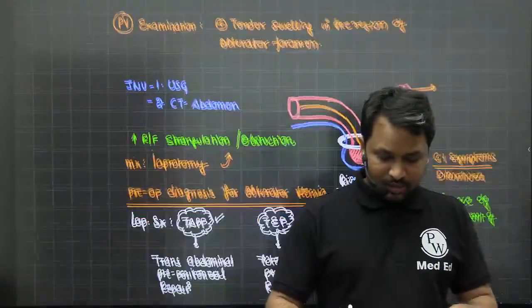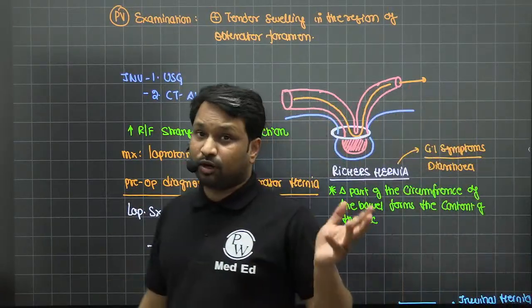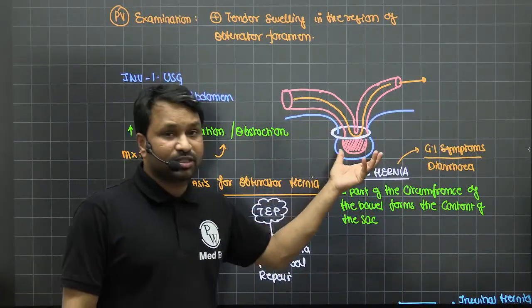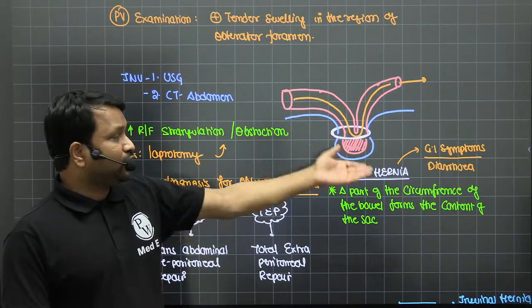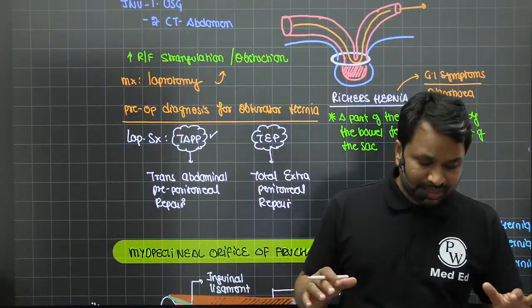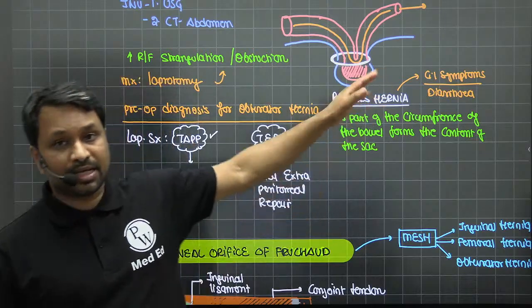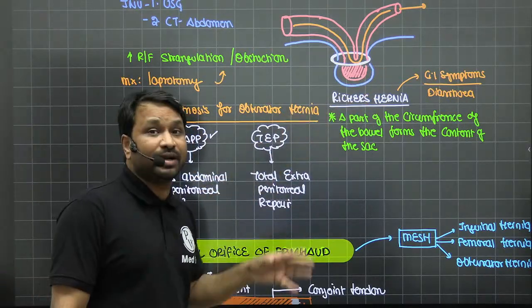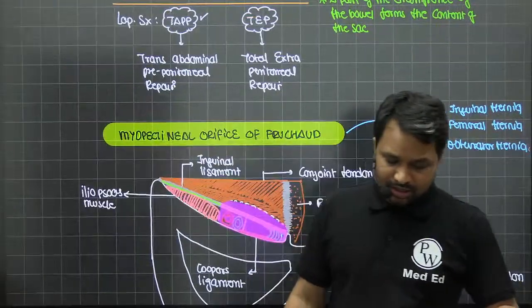Again, the management is quite simple. Presentation, as I told you, one form can be because of Richter's hernia. It is a form of hernia where a part of the circumference of the bowel, not the entire bowel, forms the content of the sac. When that happens, the patient usually presents with GI symptoms, such as diarrhea, and you diagnose that with the help of CT. Take the patient for exploratory laparotomy when you are doing an open repair. Otherwise, if it is a pre-operatively diagnosed case, go with TEP or TAPP. TAPP is preferred over TEP because it gives you more access.